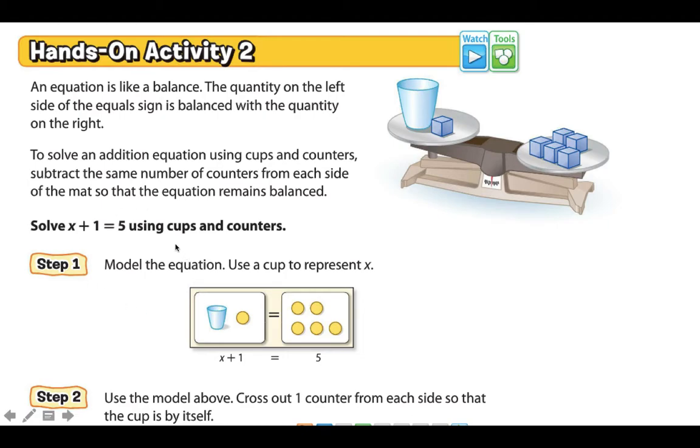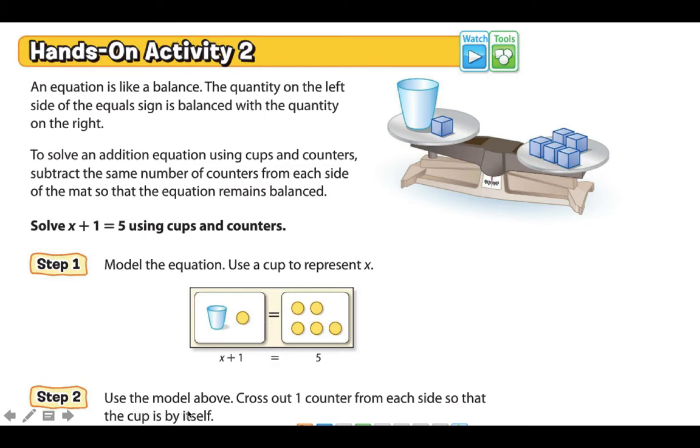Now let's check this out. We're using cups and counters. When we think about it, counters are counting for our numbers: 1 counter, 5 counters. And our cup is representing our variable, our unknown. We don't know what's in the cup, so the cup is representing our variable. So we're going to use cups and counters to solve x plus 1 equals 5. So we model the equation with 1 cup for 1x and 1 counter for the number 1, 5 counters for the number 5, and we have our equal sign.